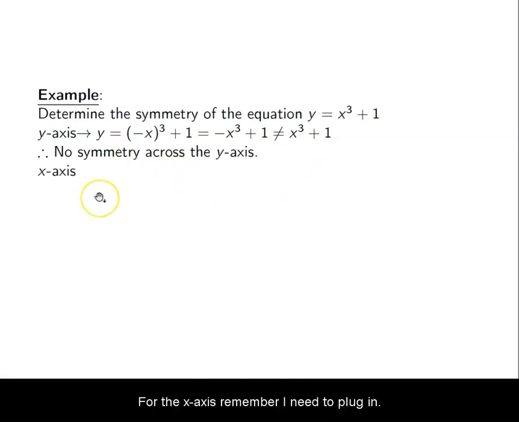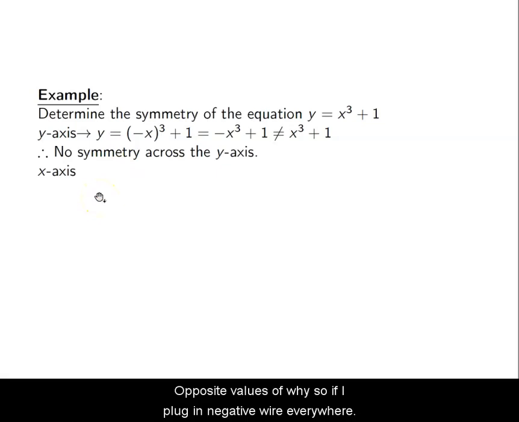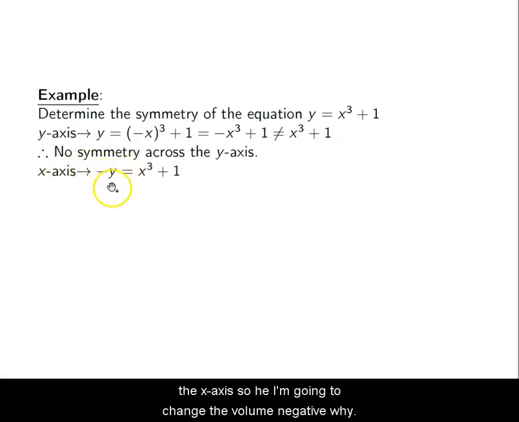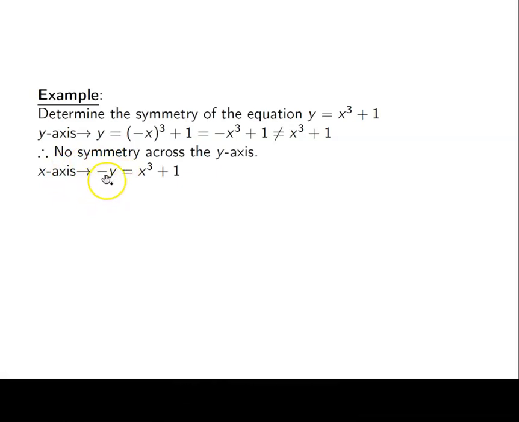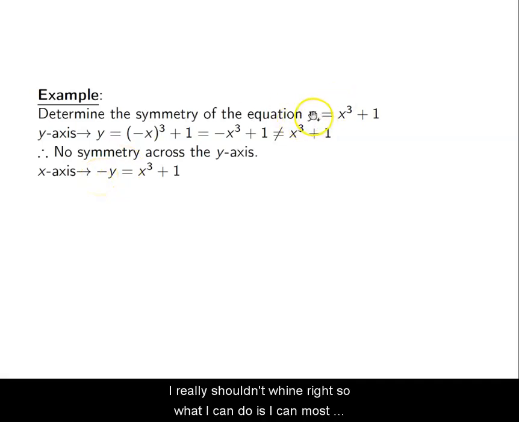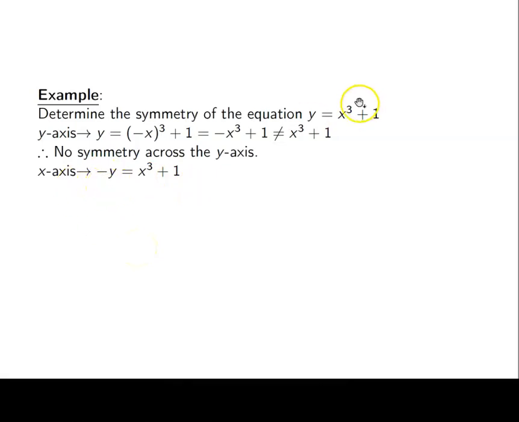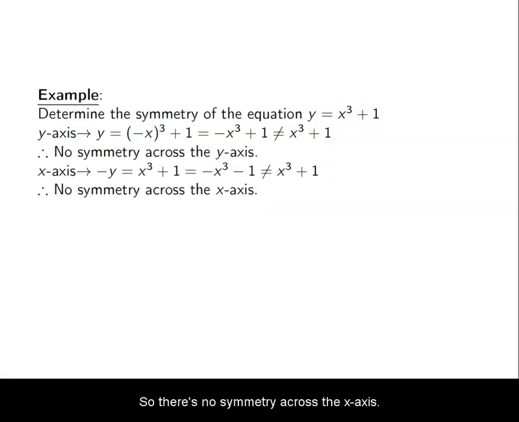For the x-axis, remember, I need to plug in opposite values of y. So if I plug in negative y everywhere and come out with the same thing, I have symmetry across the x-axis. So here I'm going to change the value of y to negative y. Having y negative means I'm really interested in y, so I can multiply everything times negative. A negative y means that the other side of the equality is also negative. And that is not the same thing that I started with. So there's no symmetry across the x-axis.